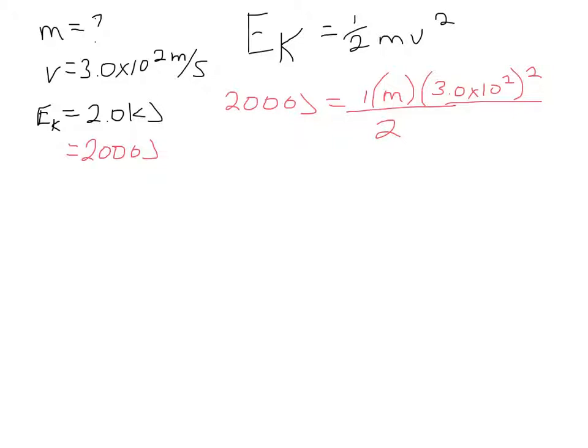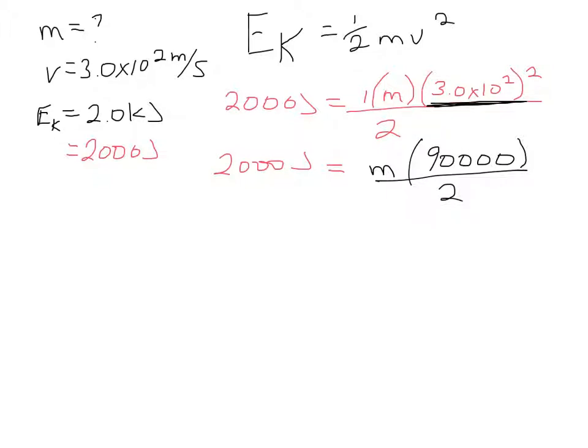Now that I have my numbers in, sometimes it's a little bit easier. Because what I can actually do is say, okay, I have 2,000 joules on that side, and on the right-hand side, I have 1 times m, which is just the same as m. When I take this and I square it, what I'm going to get there is 90,000, and I can still say that that's divided by 2. The next thing I can do is say on this side I have 2,000 equals 45,000 m, because I take my 90,000 and I divide it by 2.